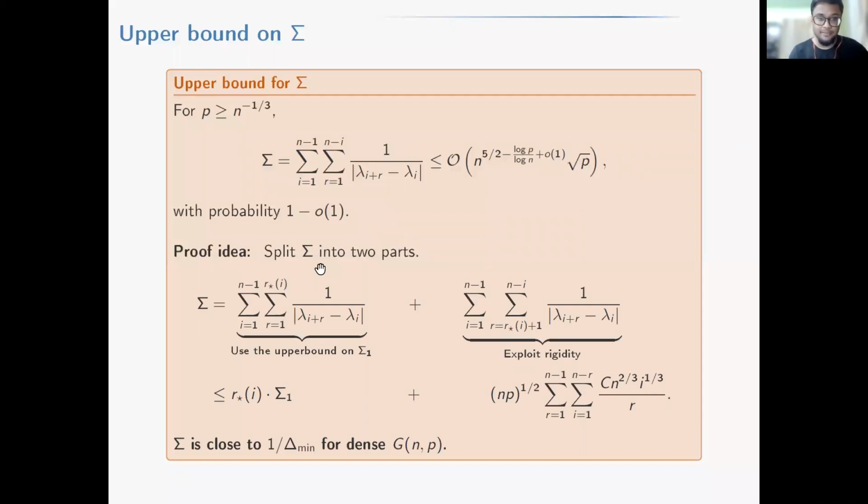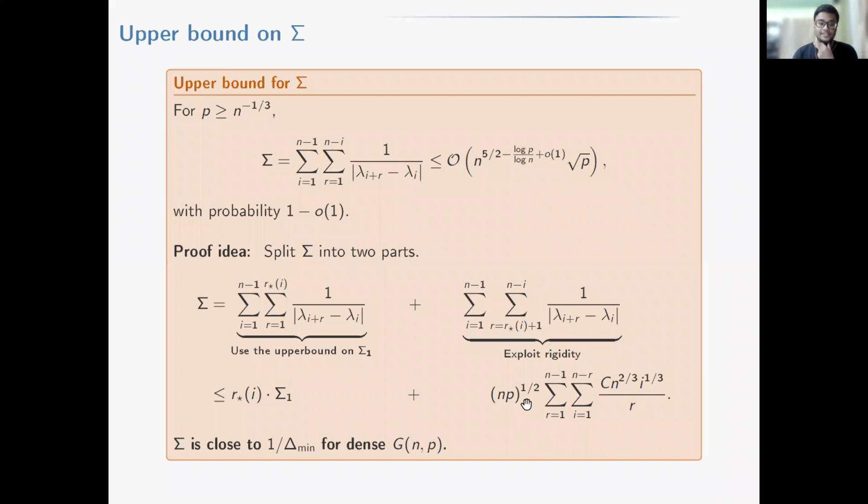So you split this sum into two parts. In the first part, you only consider eigenvalue gaps that are less than R star. In that case, you use the microscopic statistics which you had used to derive the upper bound on sigma 1. So you just replace this with R star times sigma 1, which is an obvious upper bound. And when you look at eigenvalue gaps that are further apart than R star, you just use rigidity and replace lambda I plus R minus lambda I with the lower bound for gamma I plus R minus gamma I. So this gives you this expression.